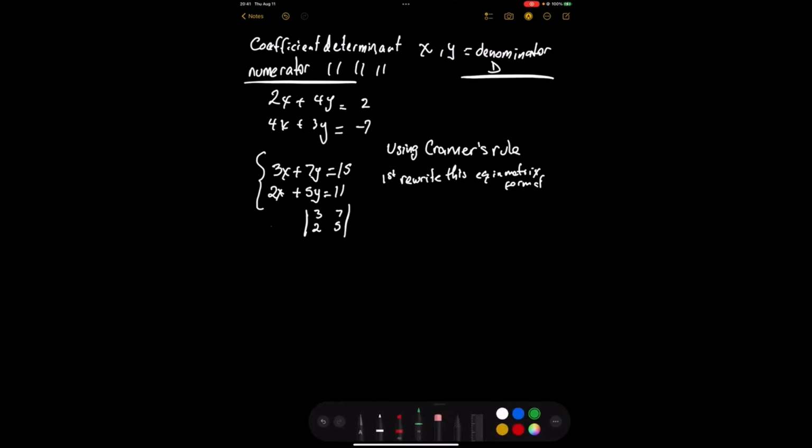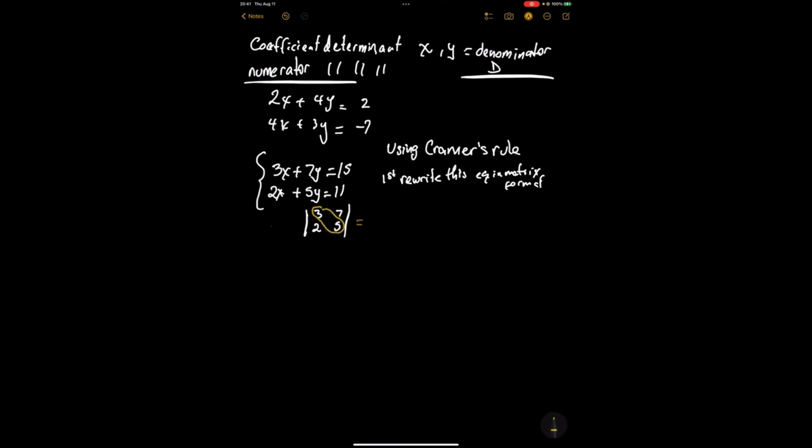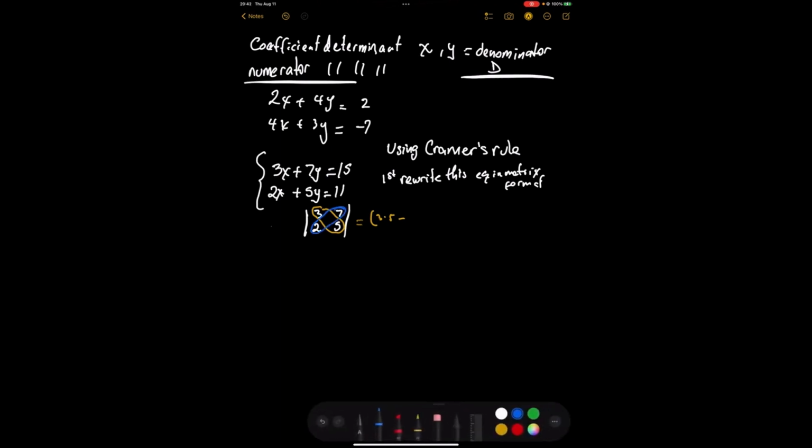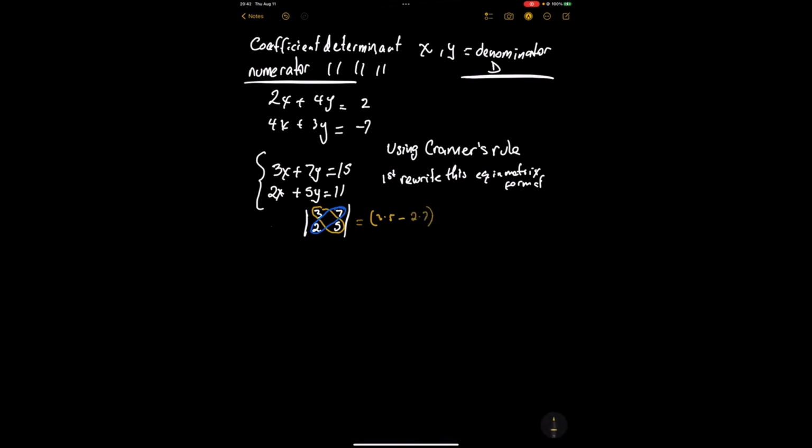Now you know how to do a 2x2 matrix, right? It's very simple. All you're going to do is multiply the first diagonal, so 3 times 5, and subtract the second diagonal, 2 times 7, right? And what do you get? You get 15 minus 14, and that's equal to 1. So the determinant D is equal to 1.